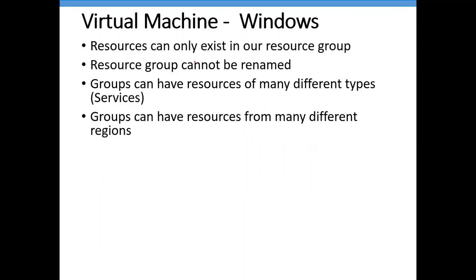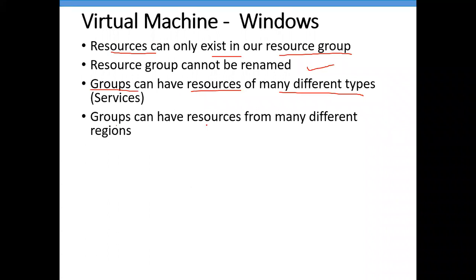Now, some points about resource group. Resources can only exist in a resource group. This I have already told you. A resource group cannot be renamed. After giving the resource group name, it is not possible. A group can hold resources of many different types. Means under that I can put any different type of service. Like I have told you, we can put virtual network, IP addresses, virtual machines, storage account, any type of resources. Even in our upcoming session, when I create a virtual machine, some more things are going to be created by the system. You will see that also.